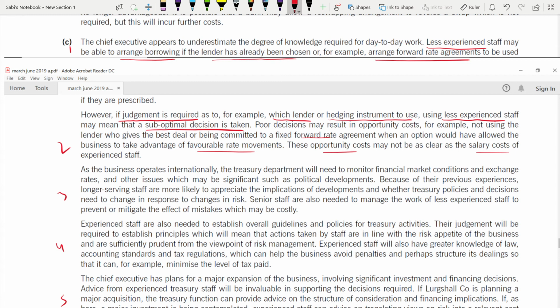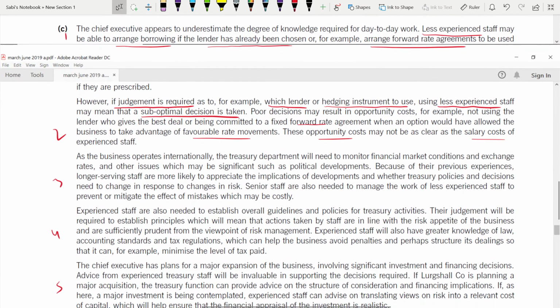Coming to point 3. So this is how you pick marks. It looks very easy when you just read through, as business operates internationally. If you keep reading like this, it looks very easy. Everything looks very easy on the surface. When you actually attempt this question and try to write, trust me, you will not even get a single point.